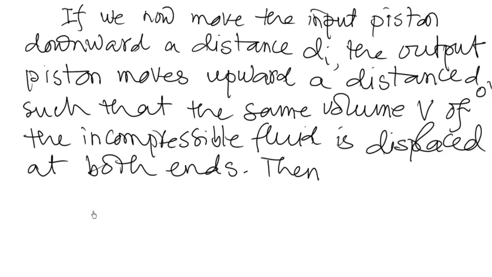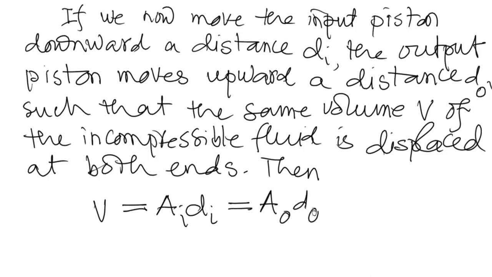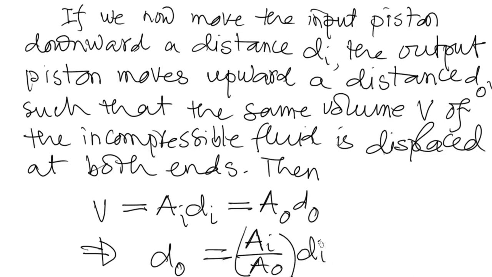Then we can say that the volume is the area of cross section into height. That means the piston moves at the input end by di, which will be equal to the area of cross section A naught into d naught. From this we can write down d naught is equal to Ai by A naught into di.